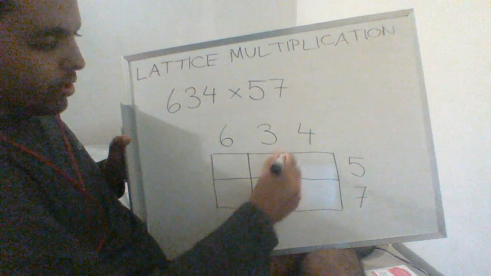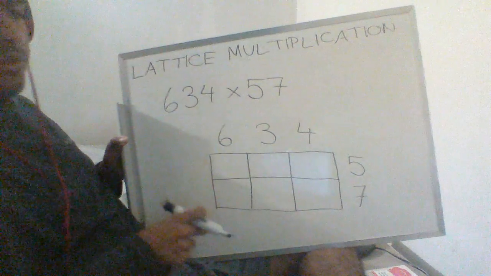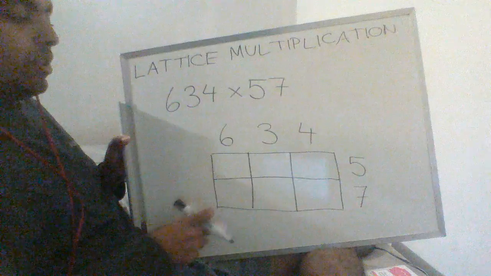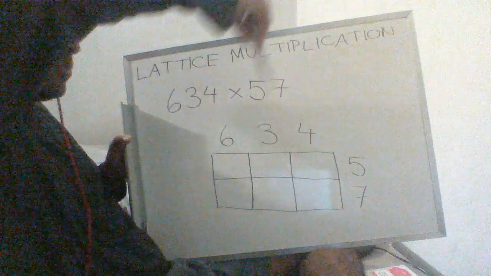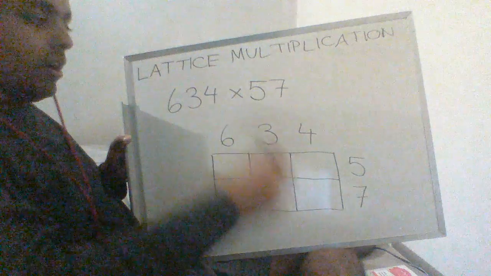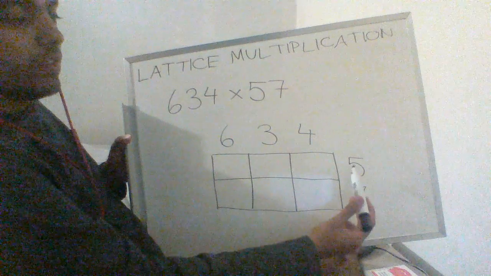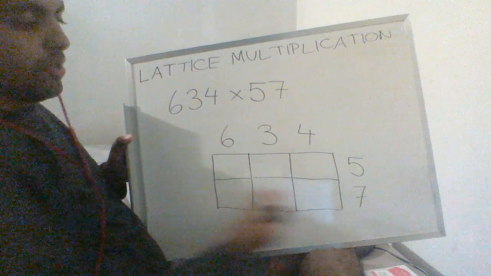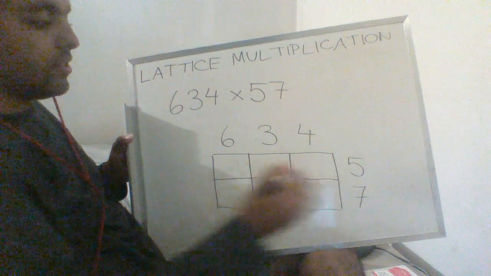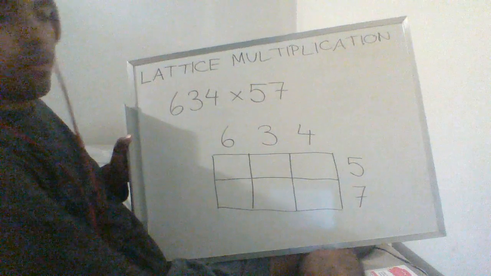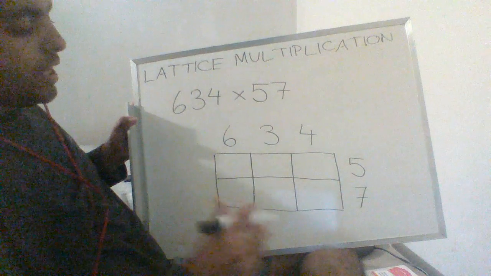So basically, the number of columns you have, that's the vertical ones, is just the number of digits you have in this first number. So we've got 634, so there's going to be 3 columns, and then the number of digits you have in the second number will tell you how many rows you have. That's the horizontal one. So we've got the 5 and the 7, so we've got 2 rows. Now, here's the key part.